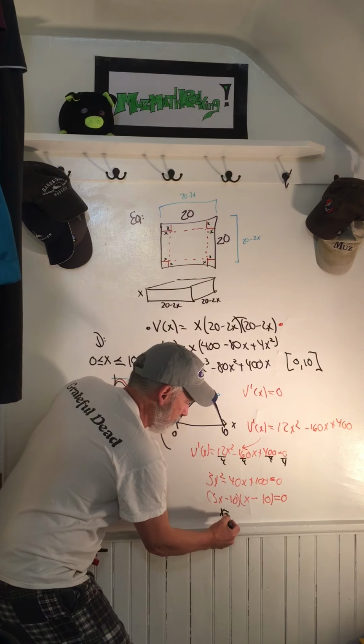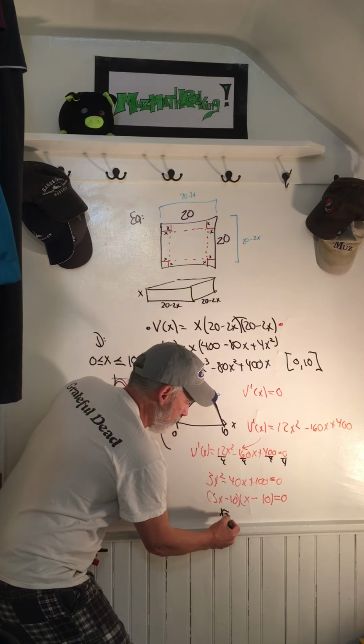So coming out of here, when was the derivative of the big function 0? At x equals 10 thirds and at x equals 10. We cross that one out because it's an endpoint, and we know from our graph that that's a minimum in this closed interval. We know that this is x equals 10 thirds, and I can now go and talk about the optimal dimensions.